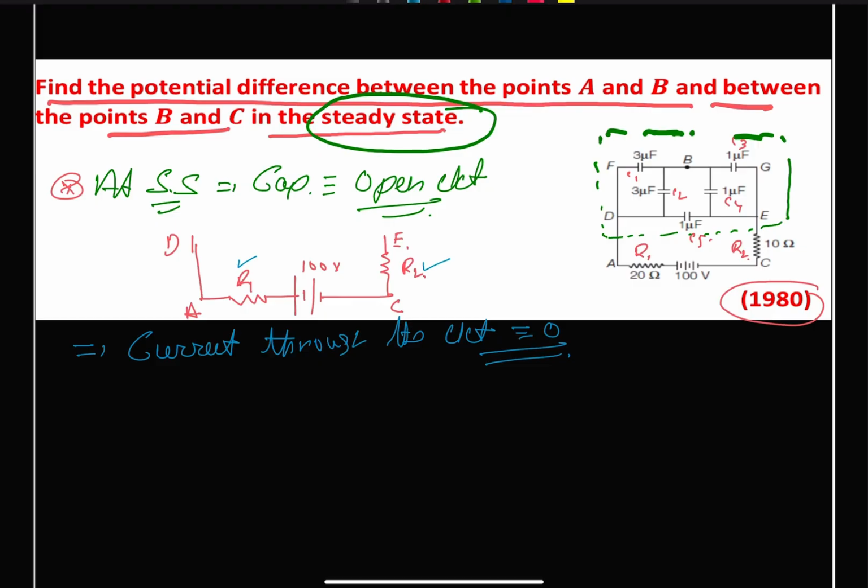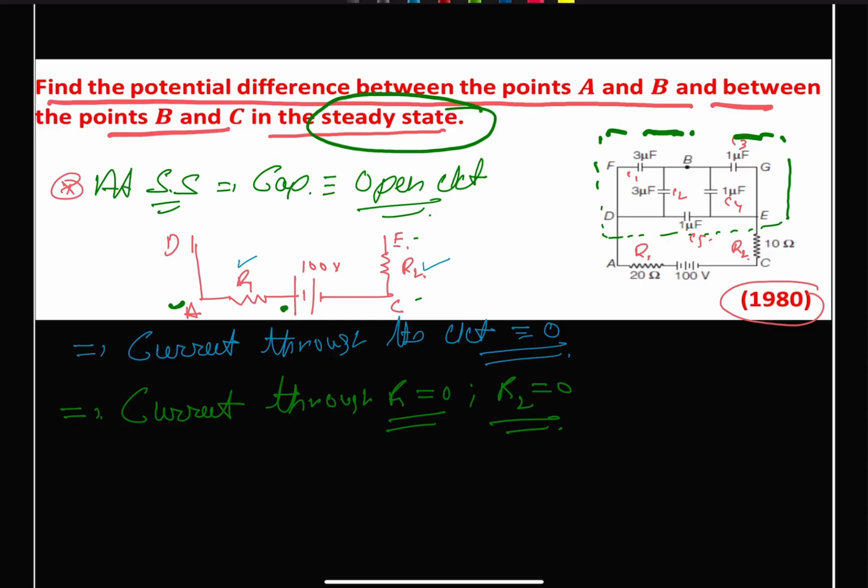So we can say from here that the current through R1 is 0 and the current through R2 is also equal to 0. Or indirectly we can say that both ends of R1 as well as R2 will be at the same potential. So the potential at A will be the same as the potential on its right side, and similarly the potential at C will be the same as the potential at E. We will write the values later on.